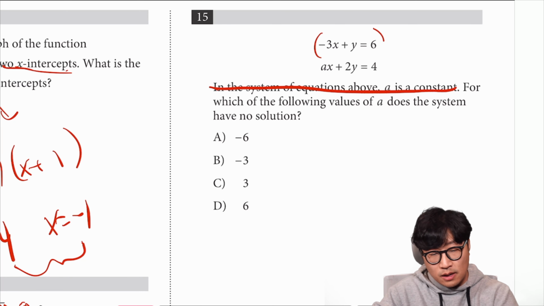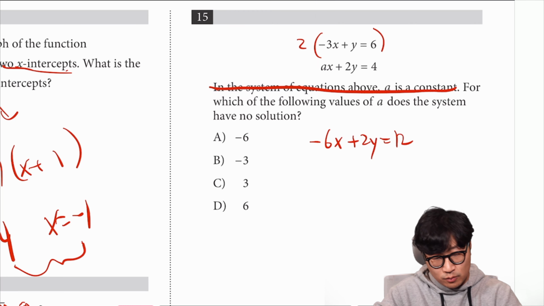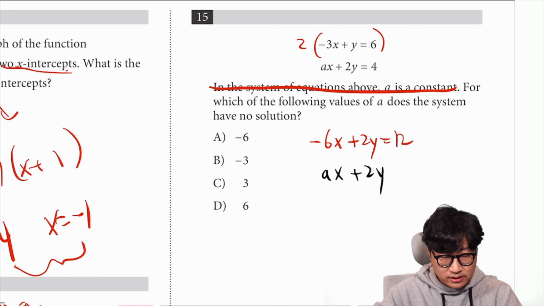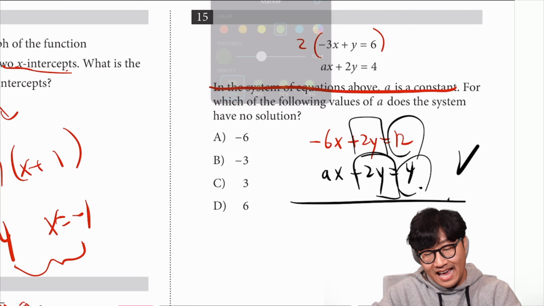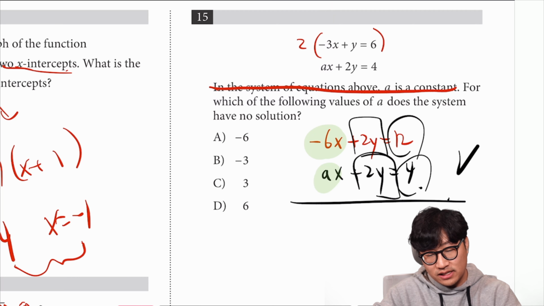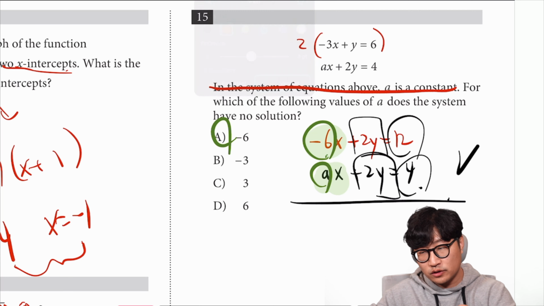So I'm going to grab the top one and multiply by 2. Then I will get negative 6x plus 2y is equal to 12. And then if I just carry down the bottom one as is, ax plus 2y is equal to 4. Yep, basically equaling something different. I like that. So same y's. Now I just want the same x's. So I wish the negative 6x was the ax. So if you just look at it, you want the a to be negative 6. So there it is. All right, moving on to free response.